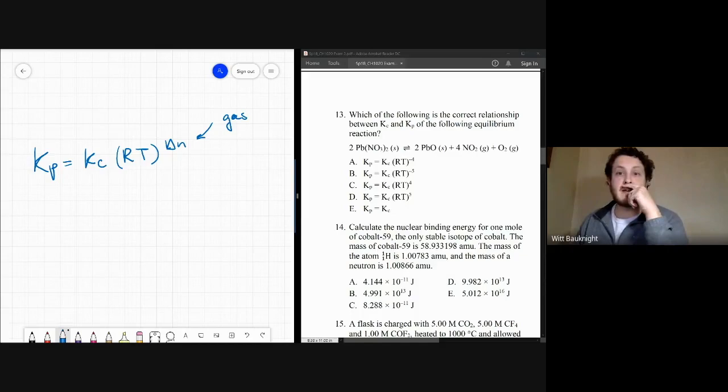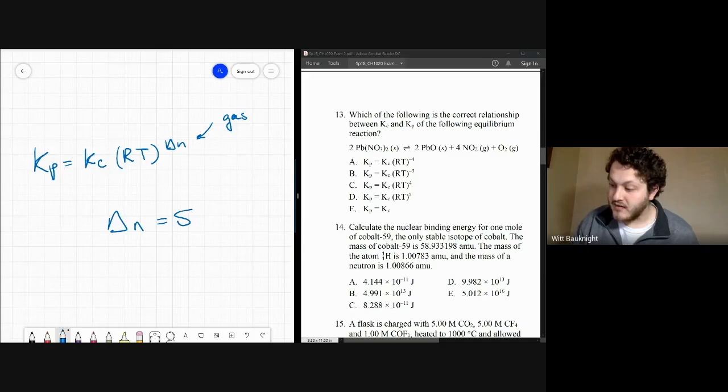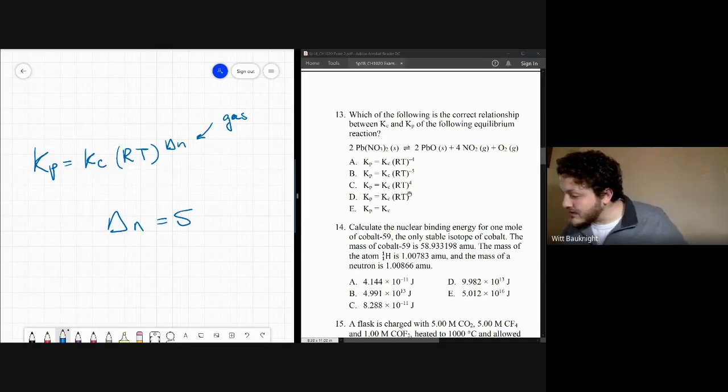So we need to think about how many moles of gas are on the reactant side, 0, and how many moles of gas are on the product side, 4 and 1. So we have a total change of 5. And that is why when we go from 0 to 5, we have a delta n equals 5. And that is why answer D is the correct answer.